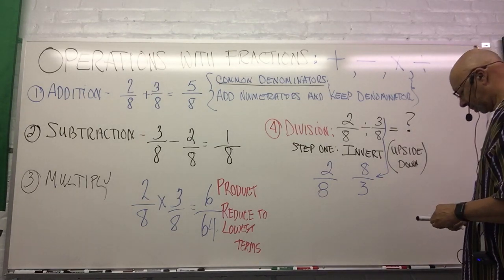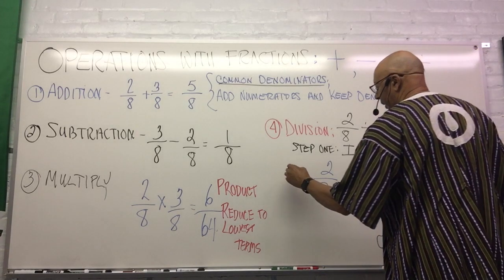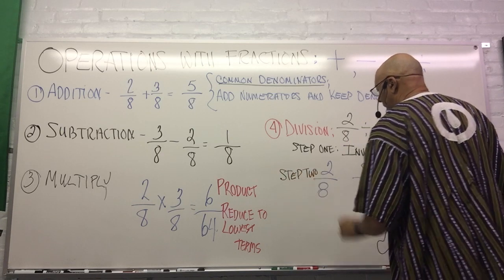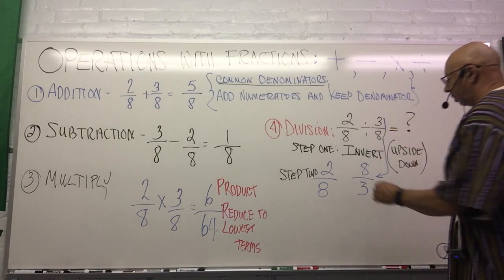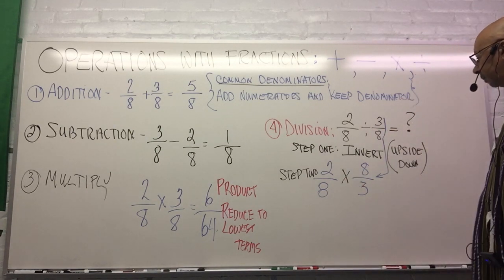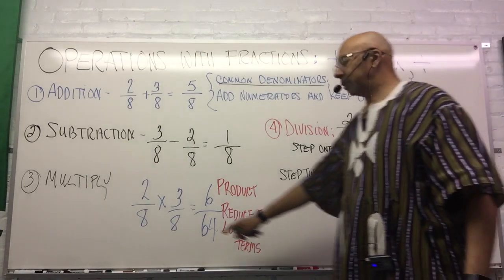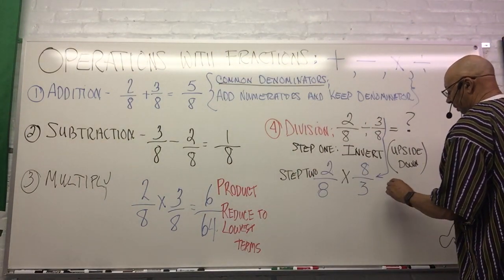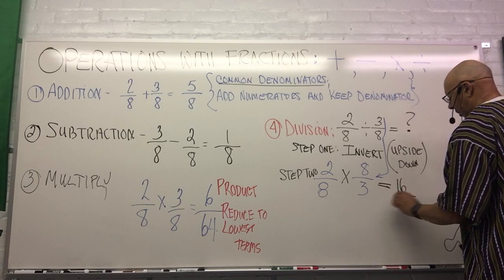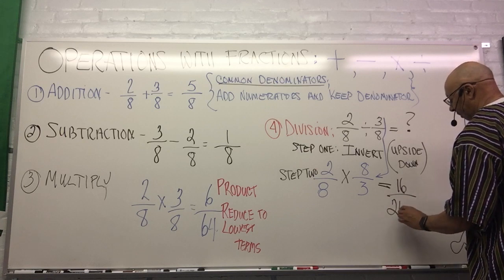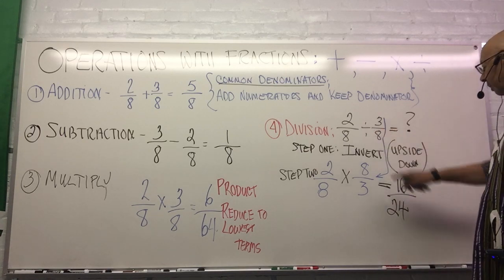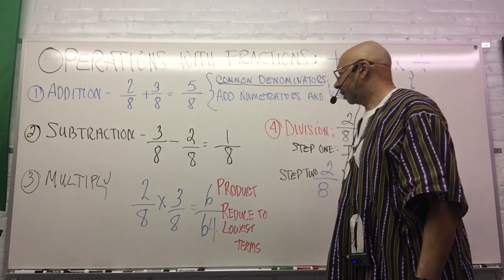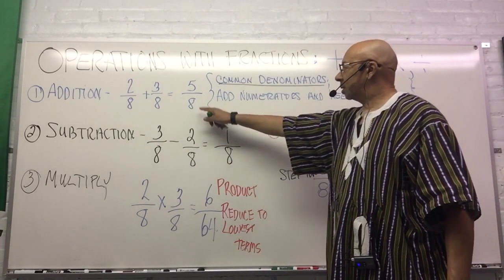And step two, which I'm going to put right here, step two, is to change the division sign to multiplication. Then you follow the same rule you used for multiplying. So now I just multiply 2 times 8, I get 16. 8 times 3, I get 24. So the answer to this division problem is 16 over 24. The multiplication was 6 over 64. The subtraction was 1/8, and the addition was 5/8.